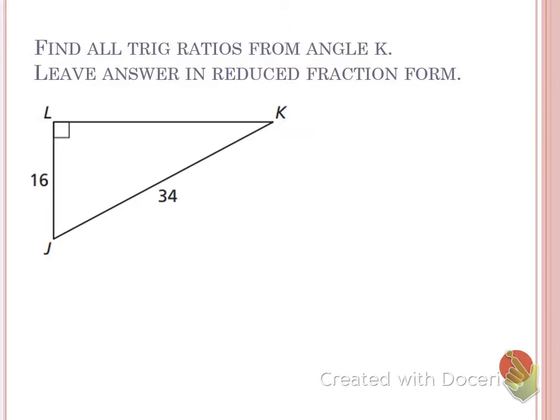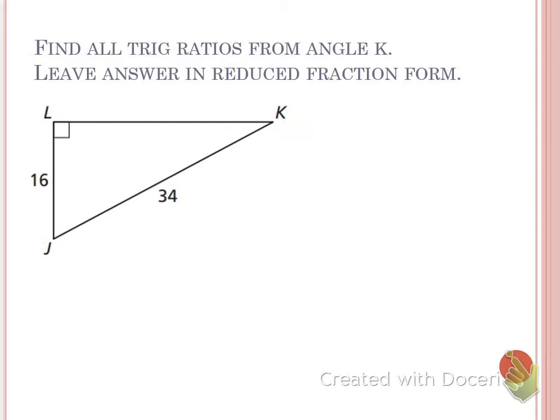So at the top of 9.6, this whole first page is review. You took the test yesterday. Your next test is still over trigonometry. We're going to finish the chapter, which means slightly different things for honors. So today is a lot of what we've already learned, and then like one new thing. So we're going to find all trig ratios from angle K. We're going to leave our answer in reduced fraction form.